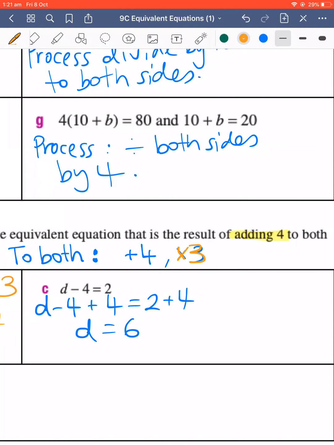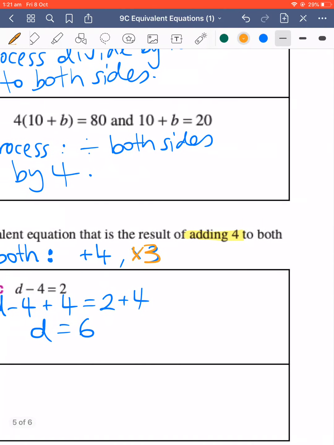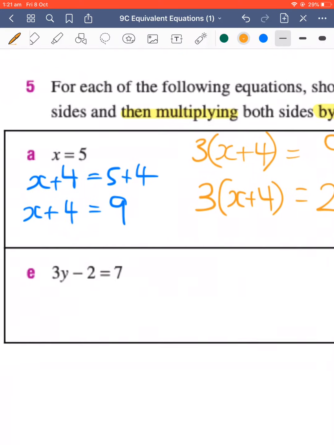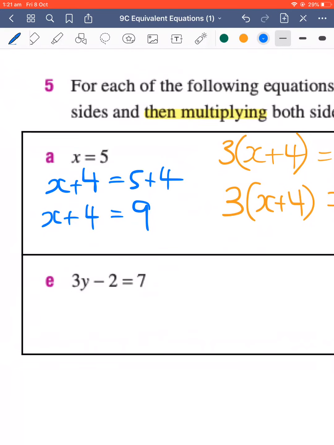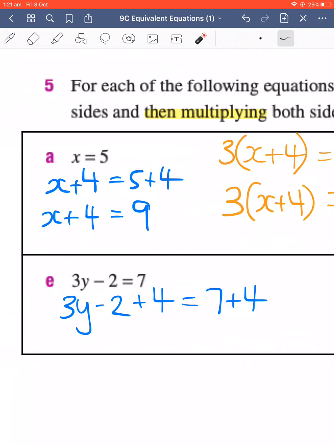Now let's multiply both sides by 3. So I've got d equals 6, and I've multiplied both sides by 3. So I end up with 3d, and 6 times 3 is 18. Beautiful, looking good. Next one, again, remember we're adding 4 to both sides, so let's write it out first. And then we are going to simplify from there. So let's do this, shall we?